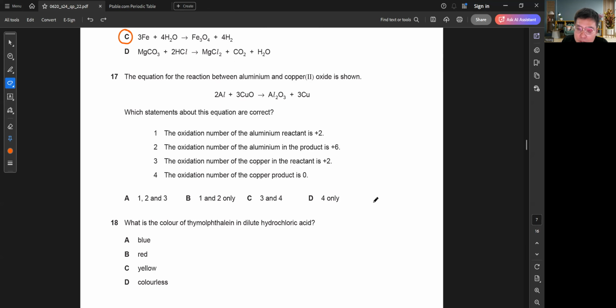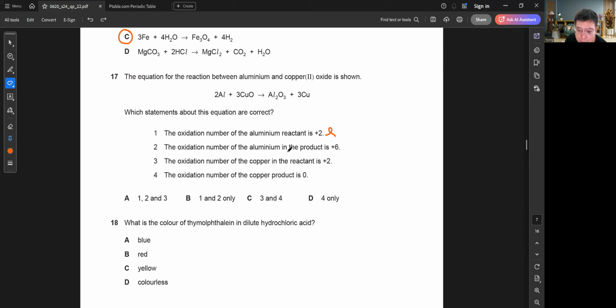This equation here, so we can just look at that. Which statements about this are correct? The oxidation number of aluminium reactant is +2. Aluminium reactant here is this one here. Before it reacts, it hasn't combined with the negative yet, so it should not have any oxidation number yet. But it will have, because coming out, it already combined with someone else. However, going in, it hasn't combined yet. And even if Al had combined with someone else, the charge should not be +2. It should be +3. So this is just wrong on many levels.